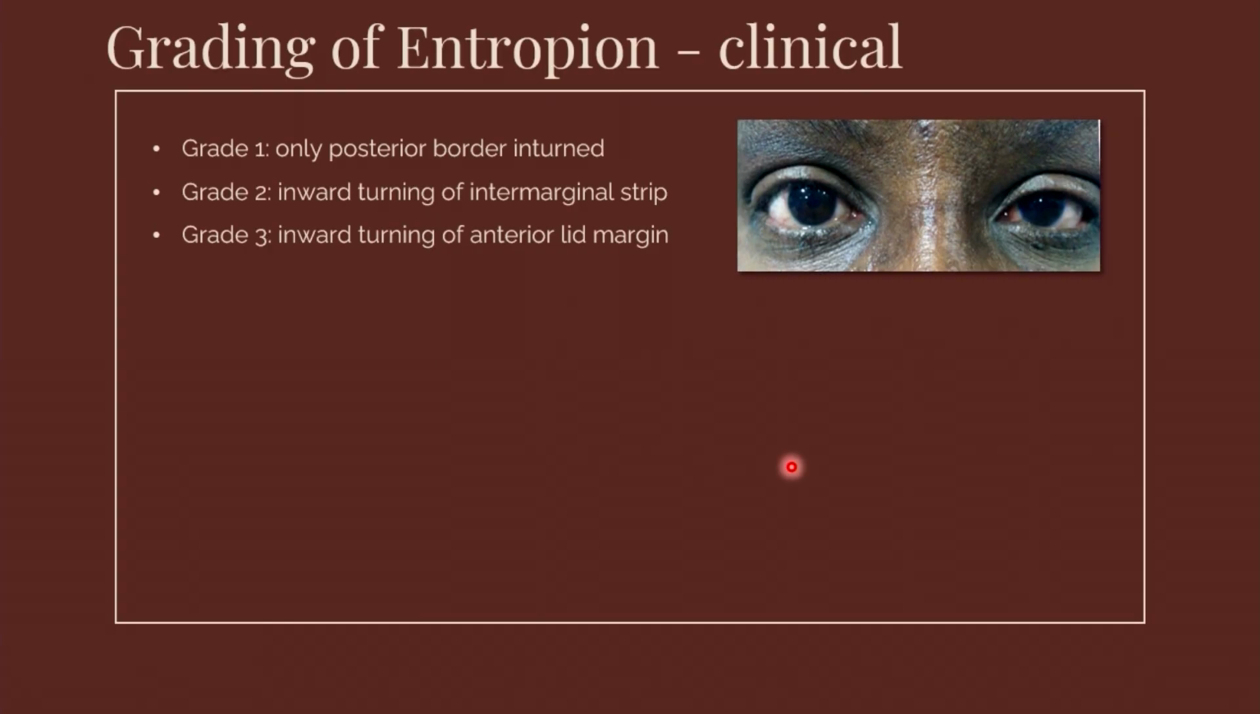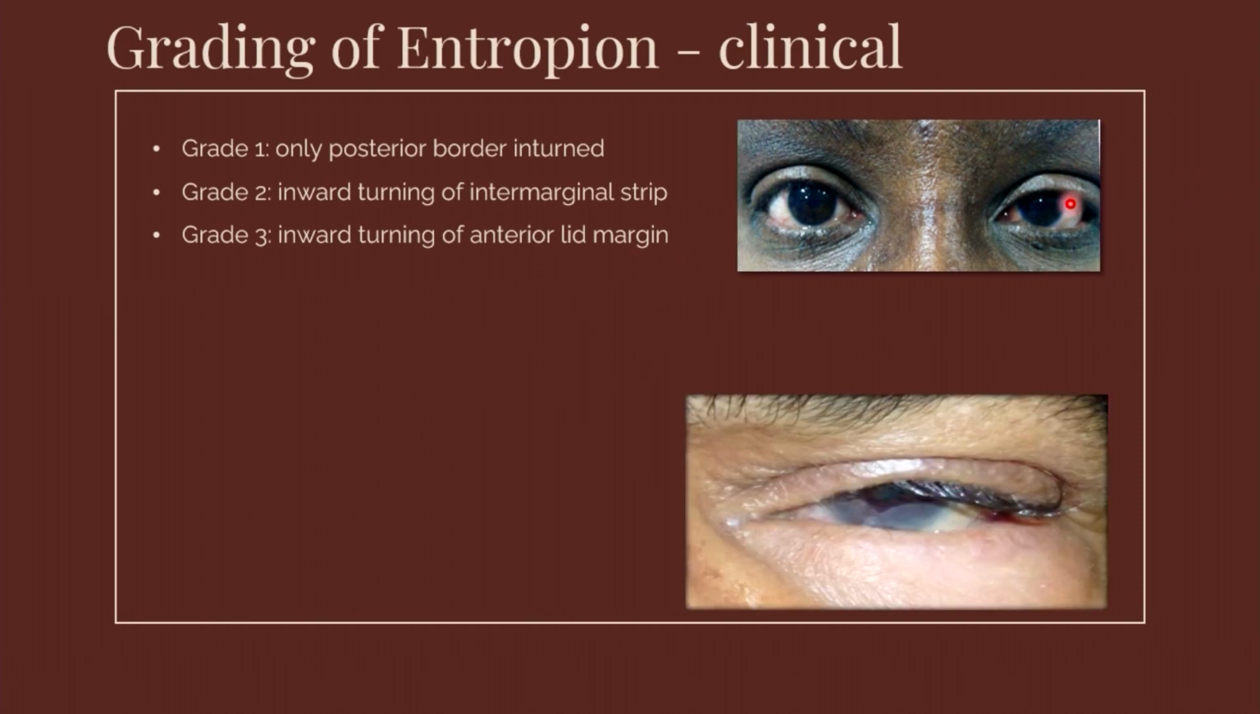So now the clinical grading of entropion: there is grade 1, where only the posterior border is inturned. Grade 2 includes the inward turning of the intermarginal strip as well. That is the one that contains the grey line. And grade 3 is where the entire thickness of the eyelid margin is inturned. So this can be a grade 1 entropion, while this is a grade 3 entropion.